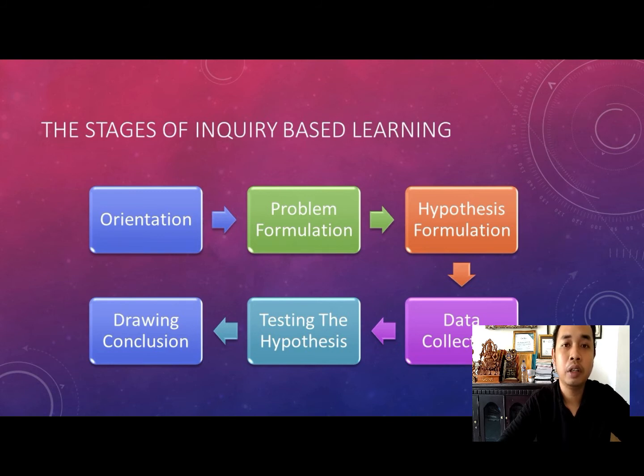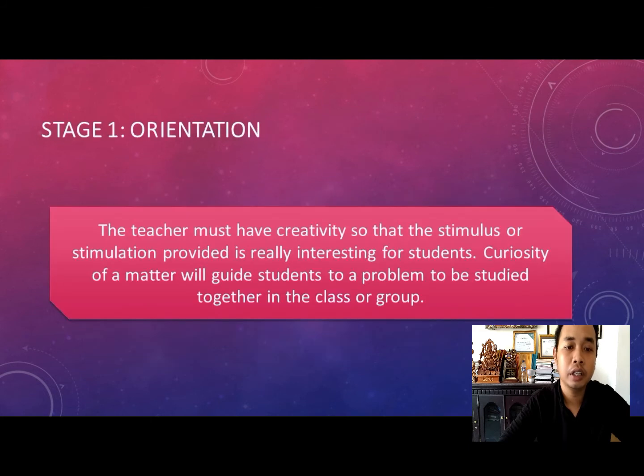The first, we call it orientation, and then stage 2 is problem formulation, and then stage 3 is hypothesis formulation. Stage 4 is data collection. Stage 5 is hypothesis testing, and the last one, drawing conclusion. So let's start from the orientation stage.